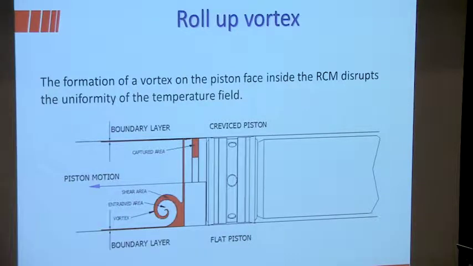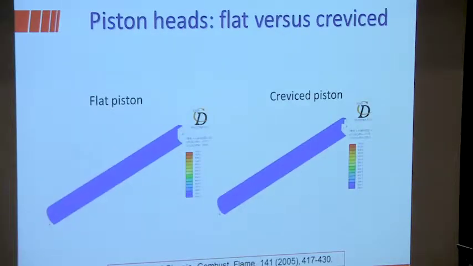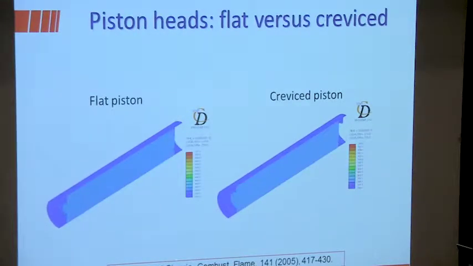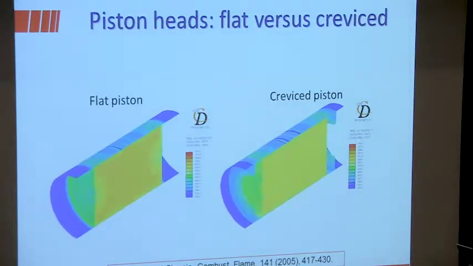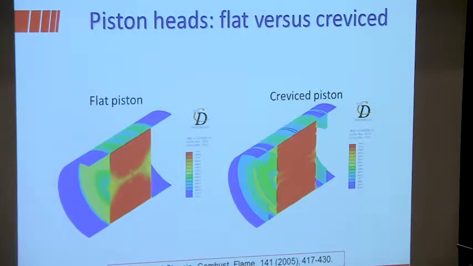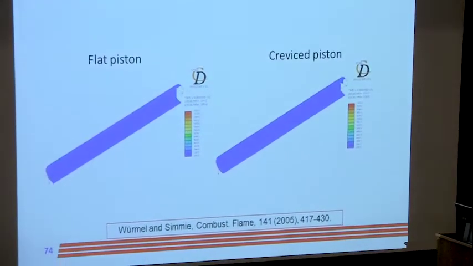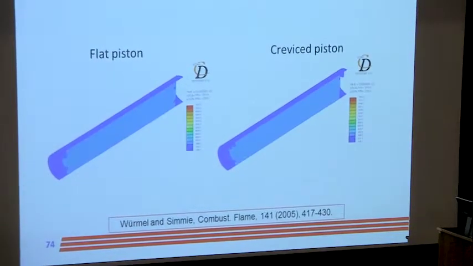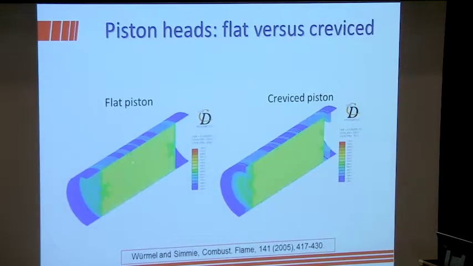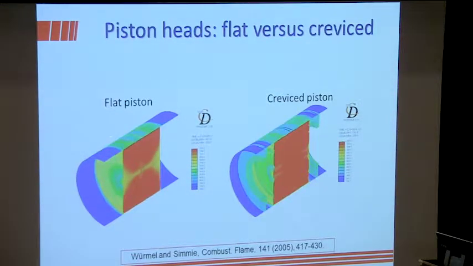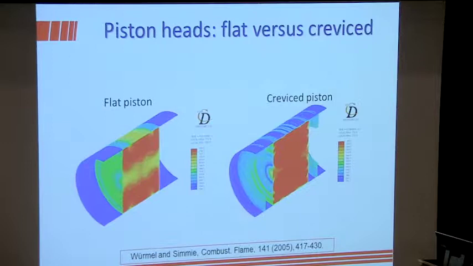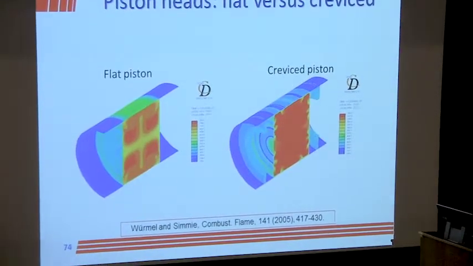We get this roll-up vortex, and we get an inhomogeneous temperature gas in the center of the chamber. This was actually simulated by Judith Wormel and John Simi and published in 2005. So this is a simulation, courtesy of Judith, that shows that. It's just two simulations. Here on the left we have a flat piston, here on the right we have a crevice piston. Just see the temperature field of the gas inside the chamber at the end of compression.